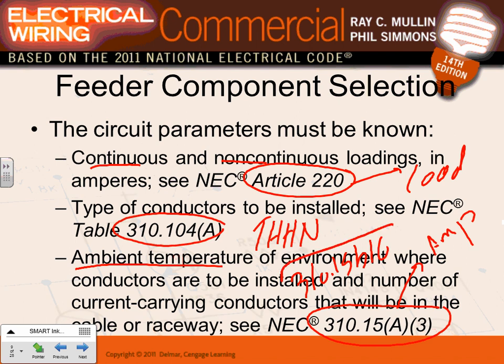310.15(B)(16), right? This is where you get your amps. I hate to say the amp correction, guys, for that one. The amp correction on feeders: the only correction you should have on feeders is temperature correction only. No bundling. So this will get you the correction for amps, and we use that one too based on the temperature.